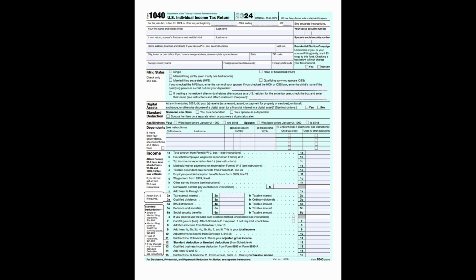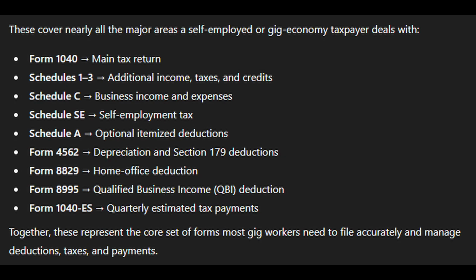Form 1040 is the main return. Behind it are schedules that feed into it, each carrying income, deductions, credits, and taxes. Once you see the flow, you can catch mistakes early, track deductions correctly, and avoid IRS surprises. These are the most common forms gig workers deal with: 1040, Schedules 1, 2, and 3, Schedule C, Schedule SE, plus 4562, 8829, 8995, and 1040 ES.